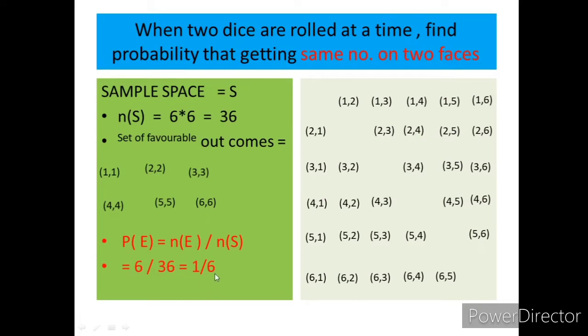Therefore 6 by 36 you get 1 by 6. Sometimes you are asked like this: find the probability of getting not the same number on two faces. At that time all those are favorable outcomes. That time you have to take n of E is equal to 30. That means in that case you have to remove all those 6. Then you will get the favorable outcomes for getting not the same number on two faces. That problem is also very important from the examination point of view.